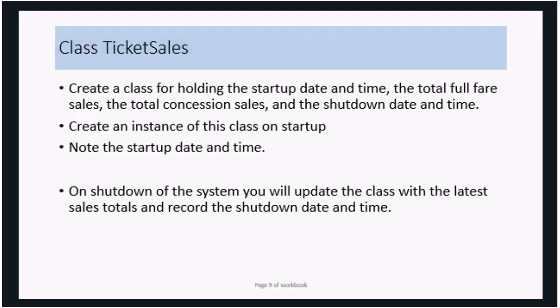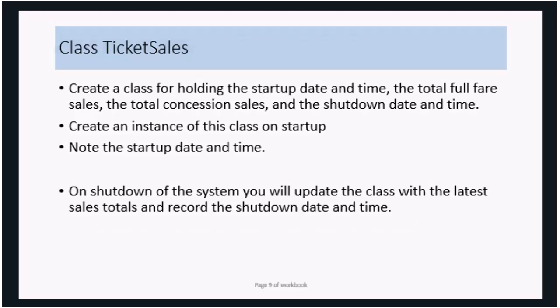So the other part that we have to consider is the ticket sales class. This is a class for holding the details that get written out on shutdown. And those are the startup date and time, the total full fare sales and the total concession sales, and then finally the shutdown date and time.